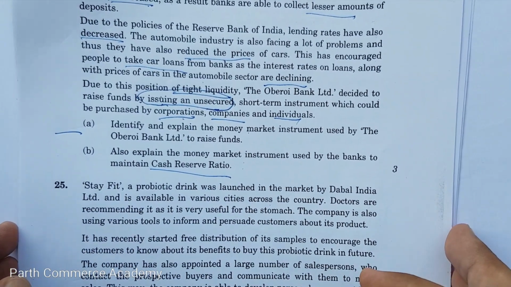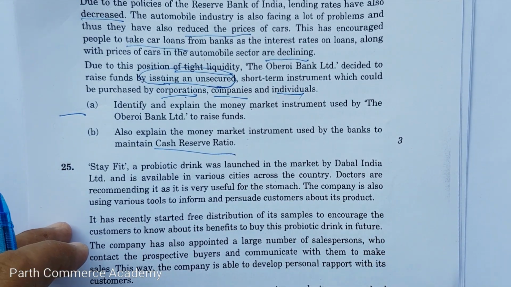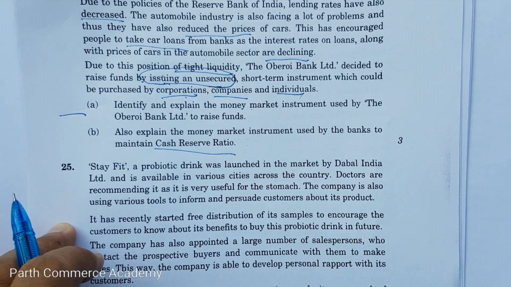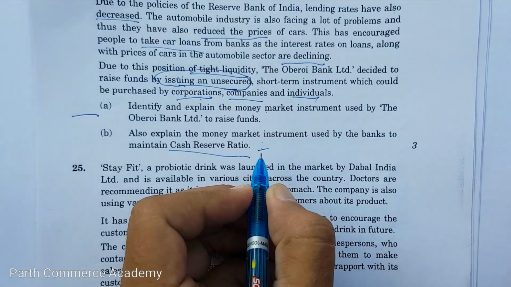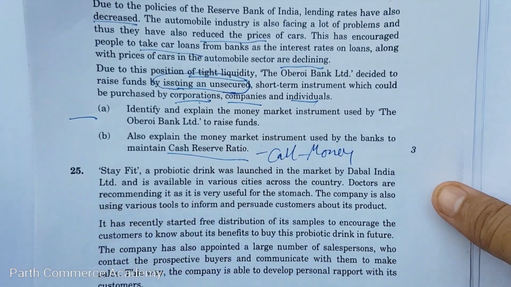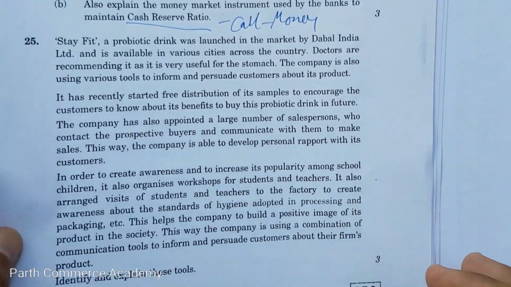Next, also explain the money market instrument used by banks to maintain the cash reserve ratio. All right, the cash reserve ratio they have to maintain every day. So here they are using call money, an instrument which is available for 1 to 15 days. Two things you have to explain.